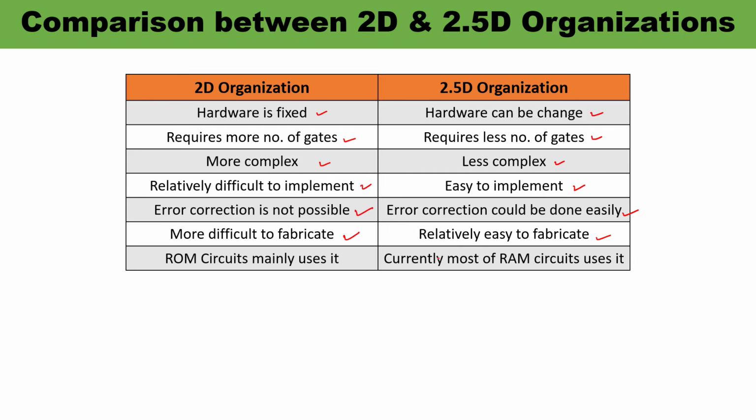If we talk about 2D and 2.5D organization, most of the ROM circuits mainly use 2D organization. Nowadays, we are using RAM circuits, meaning 2.5D organizations, right? So this is how you can compare 2D and 2.5D memory organizations on various different parameters.